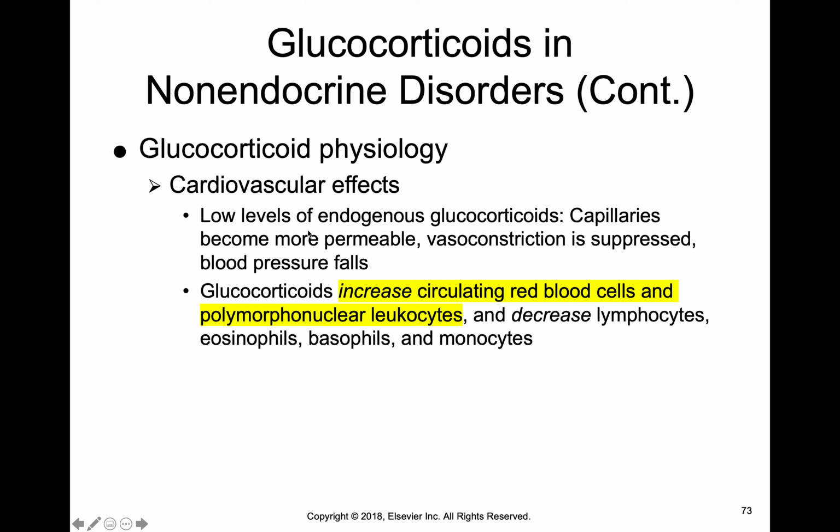So in low levels of endogenous glucocorticoids, this is like if you have adrenal insufficiency, right? Your body is not producing the amount of cortisol that is normal. That can cause quite an amount of vasodilation and can cause hypotension. It can drop your sodium. And so these are things that you see in a typical adrenal insufficient patient.